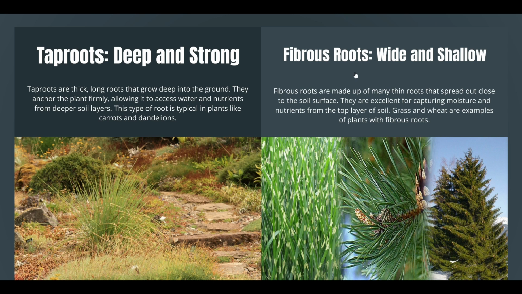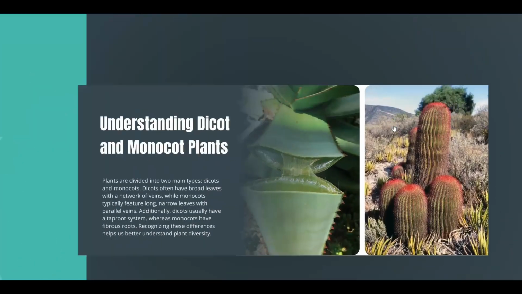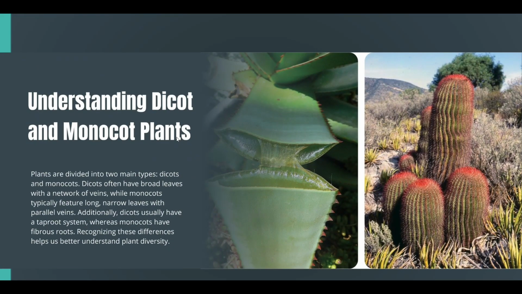So next is fibrous root. They are wide and shallow. Fibrous roots are made up of many thin roots that spread out close to the soil surface. They are excellent for capturing moisture and nutrients from the top layer of soil. Grass and wheat are examples of plants with fibrous roots. So next is understanding dicot and monocot plants.